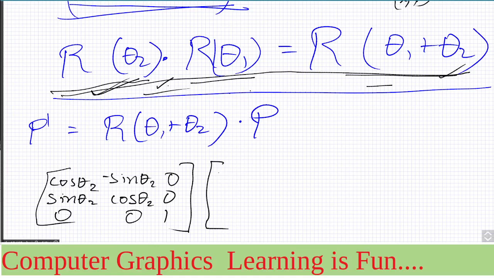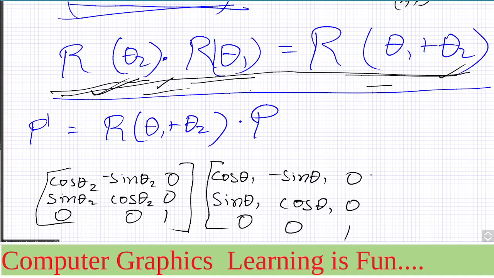What is the second one? Again the same thing, with theta 1: cos theta 1, sin theta 1, minus sin theta 1, and cos theta 1, 0, 0, 1. If you multiply these two matrices, what will you get? Cos theta 2 cos theta 1 minus sin theta 2 sin theta 1. Ultimately you will get it as cos of theta 2 plus theta 1.